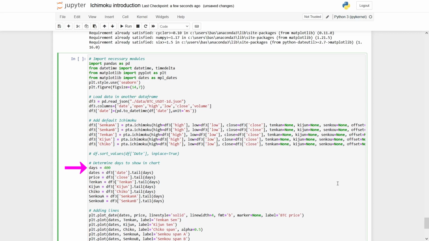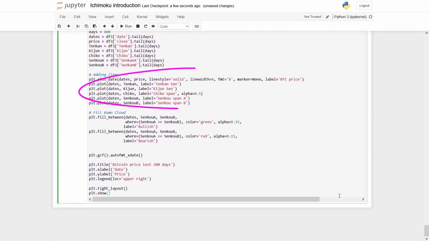Then in this part I first defined the amount of days I want to see in my chart. And then for each column I created a variable which contained the amount of days and the values I want to show on the plot. With this code I create the lines that I want to plot. And you can see here that I use the dates for the x-axis and the price and other variables for the y-axis. I also gave each line a label. And only the price line I gave a width of 4 and a blue color.